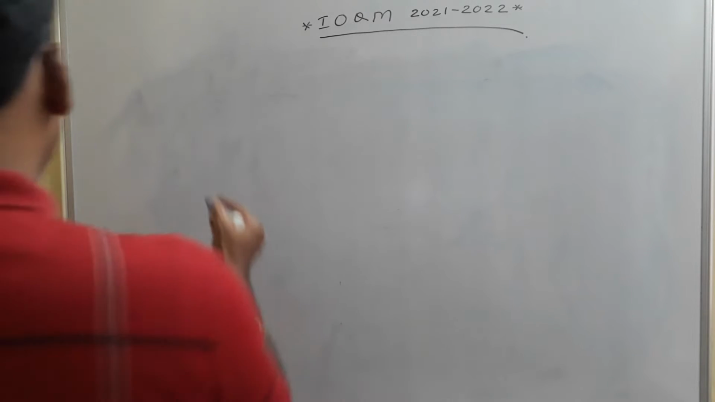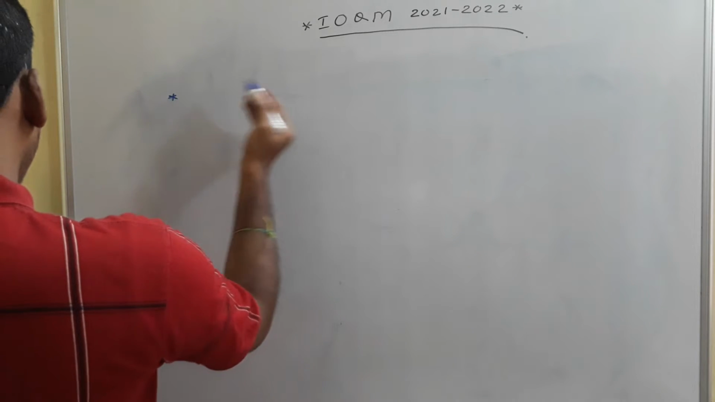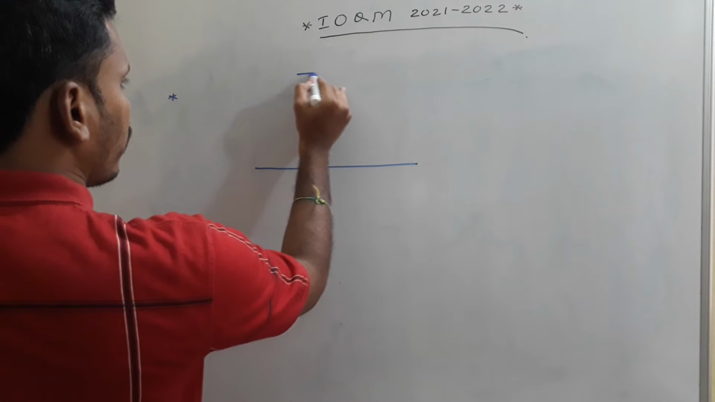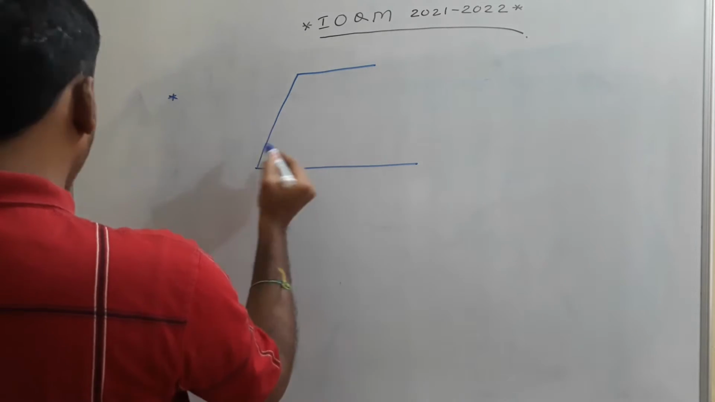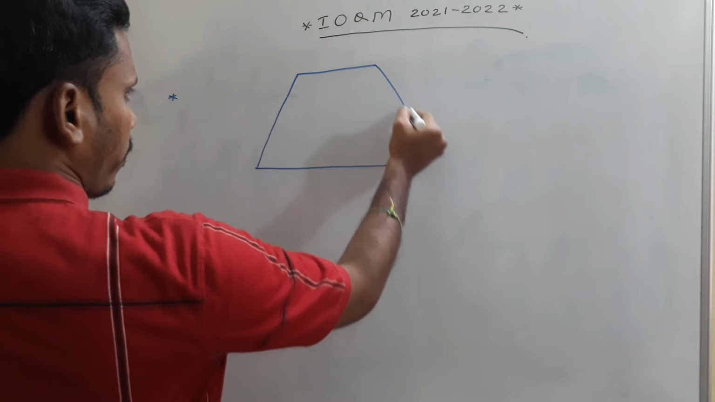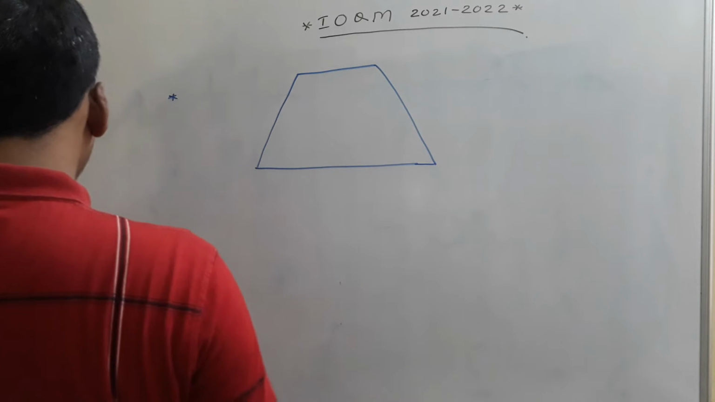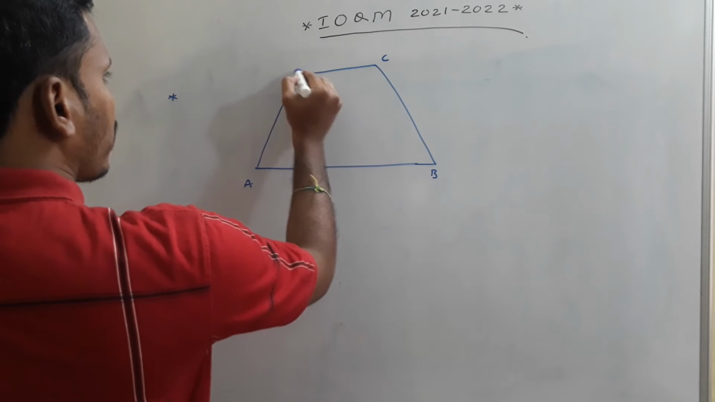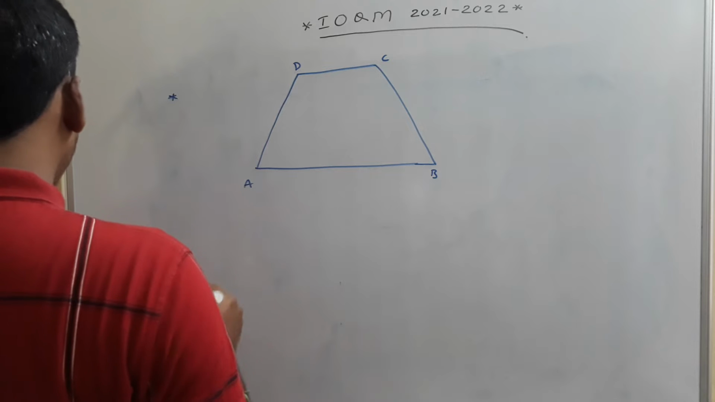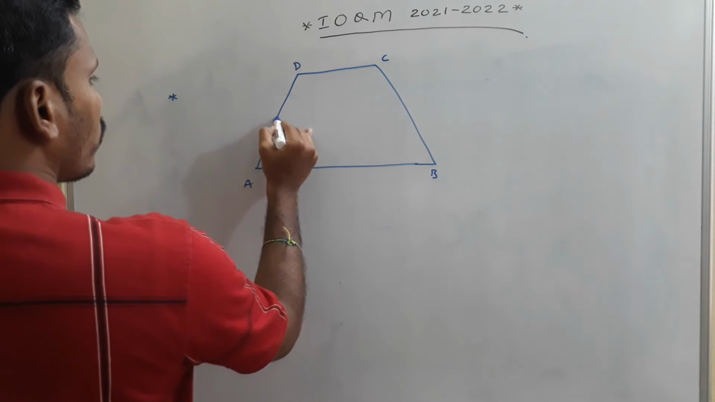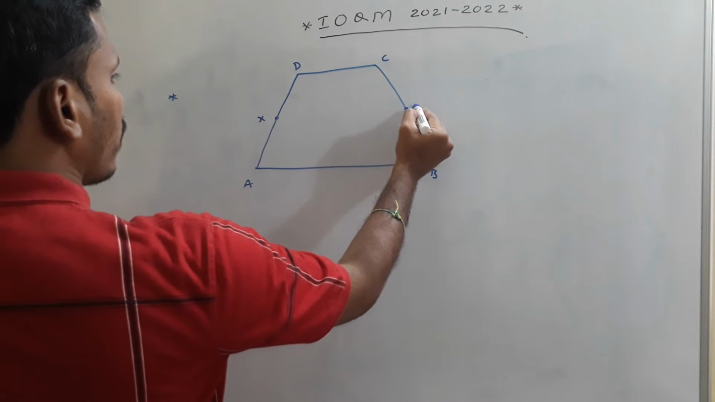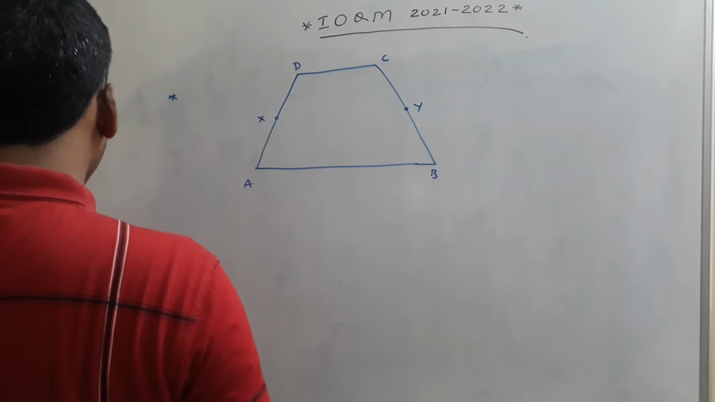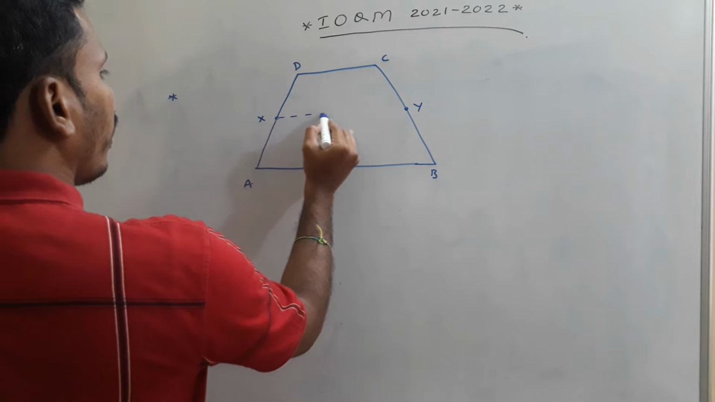Next problem. In the given figure, ABCD is a trapezium. Trapezium means opposite sides are parallel, right? As given, X and Y are the midpoints of the sides AD and BC. So X is the midpoint of this side, Y is the midpoint of this side. The area of the shaded region is 28 centimeters square.